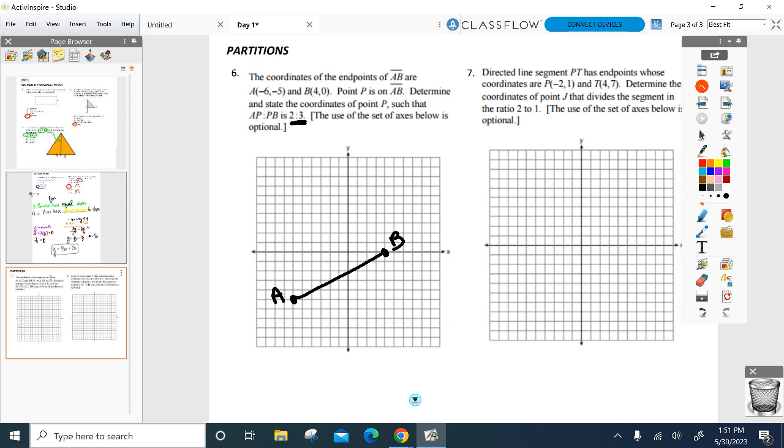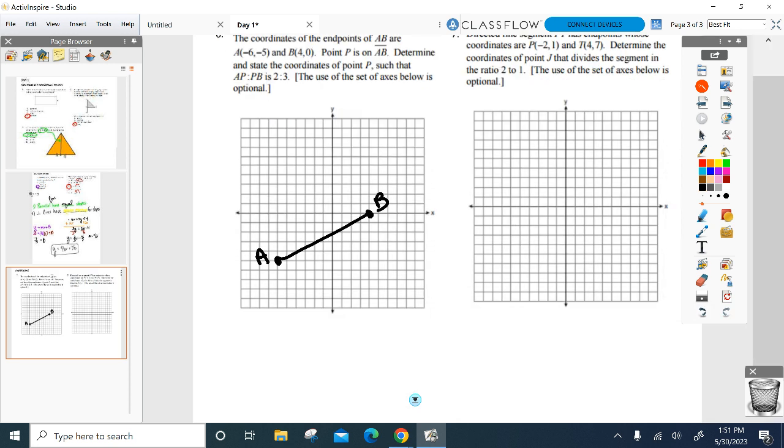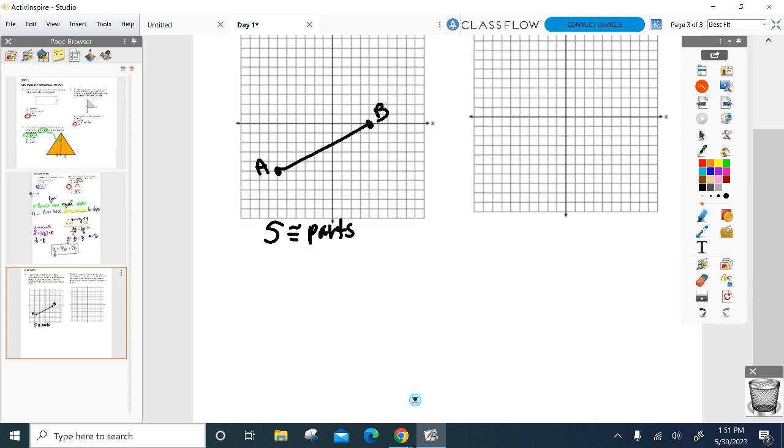All right, let's go through the steps. If it's ratio 2 to 3, that means how many equal pieces should it be broken up into before I find point P? 5 congruent parts, 2 and 3 give you 5. All right, we're going to do some steps. We're going to do it to find the new x coordinate, and we're going to do those same exact steps to find the new y coordinate. So let's start here.